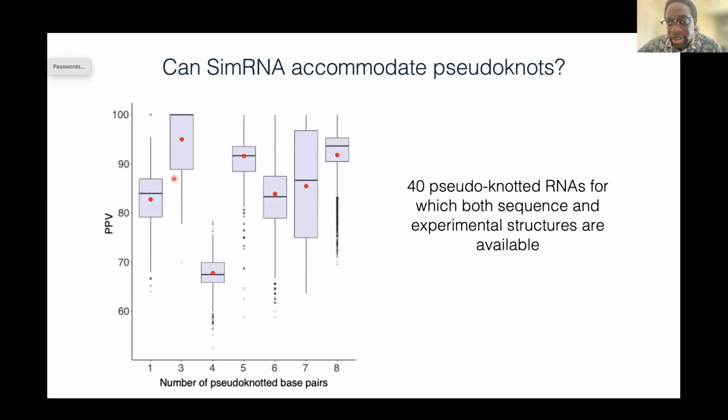The first thing we did was to confirm that in our hands, we can actually fold RNAs. We were focused mostly on pseudoknotted RNAs, so these are RNAs where we know there are pseudoknotted interactions. For the most part, the PPVs we get from the folded structures are pretty high, with the exception of this set here, which corresponds to cases where we had about 4 pseudoknotted interactions. I don't really have a good explanation as to what's special about 4. I don't think anything is special. It might just be a sampling issue. But for the most part, we can use SimRNA to fold most of these 40 pseudoknotted RNAs.